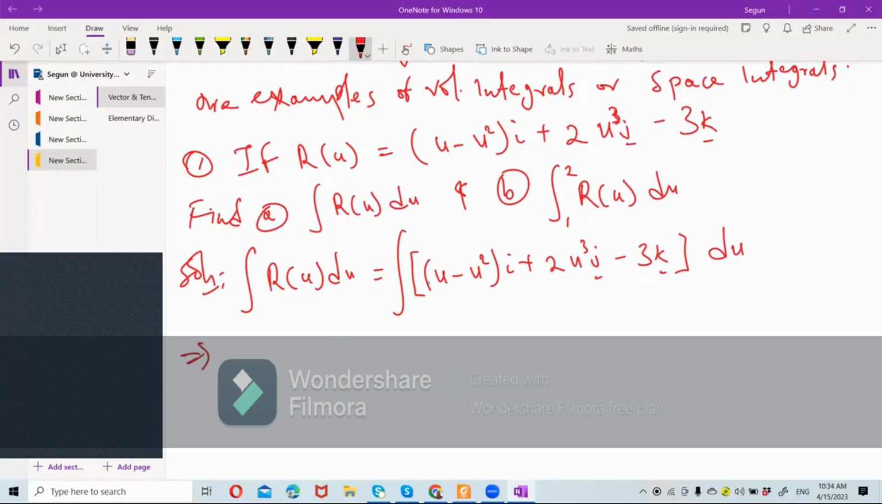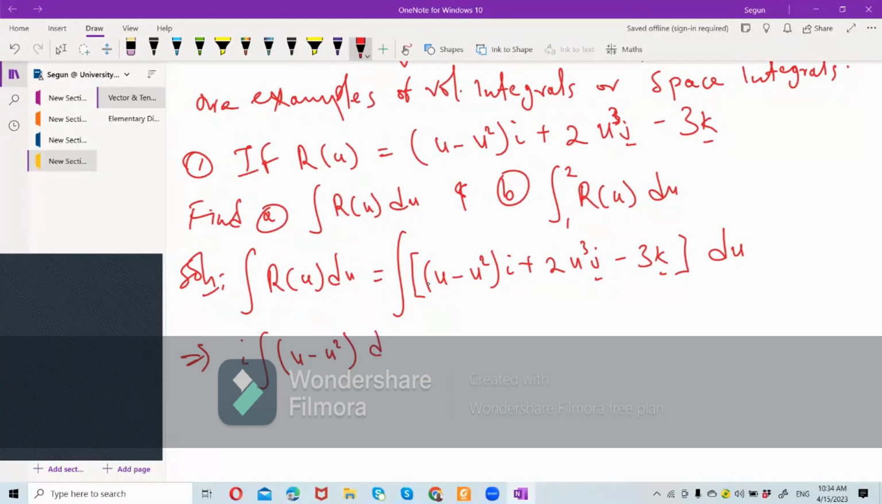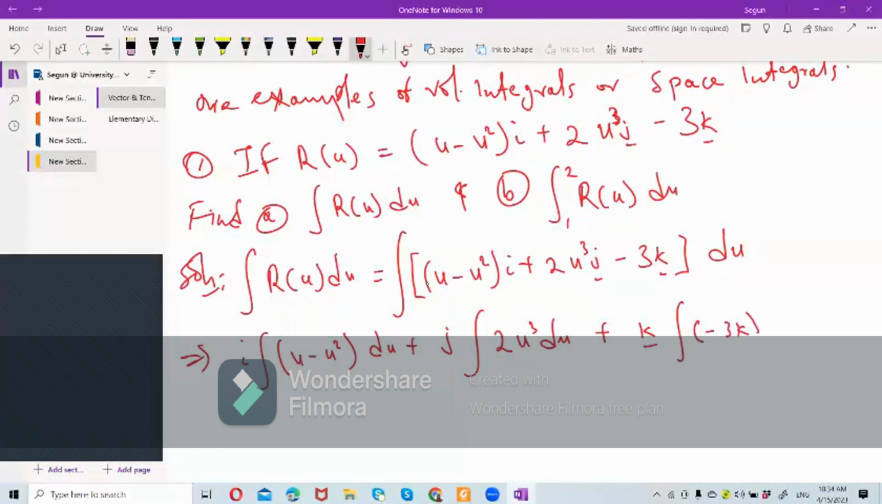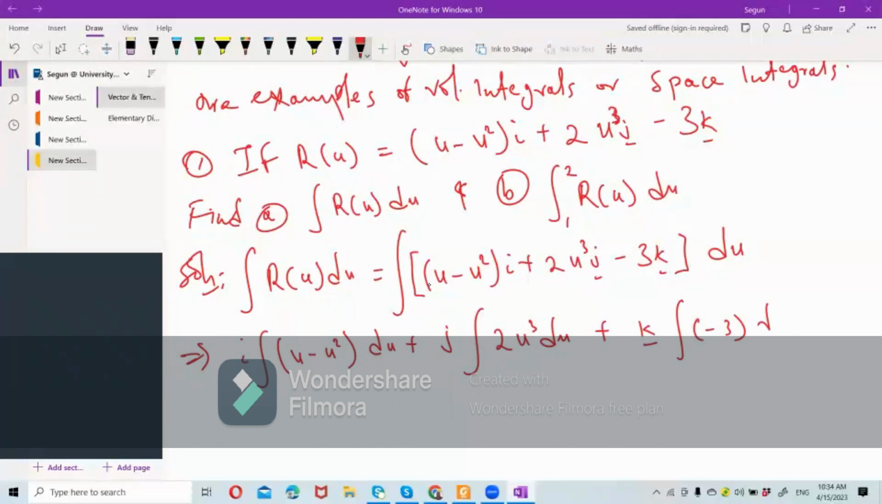So integrating component by component is going to be I integral of (U minus U squared) du plus J integral of 2U cubed du plus K integral of minus 3 du. So for us to integrate this, I believe we still remember integration.